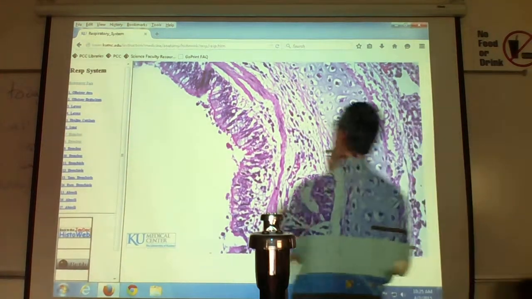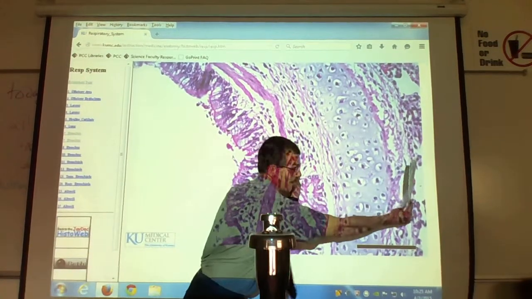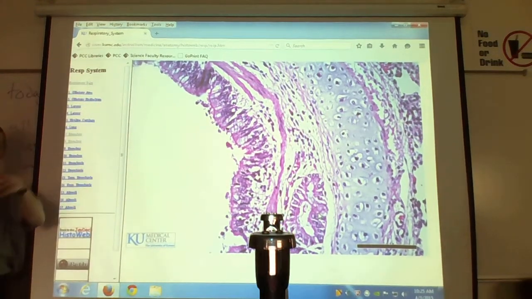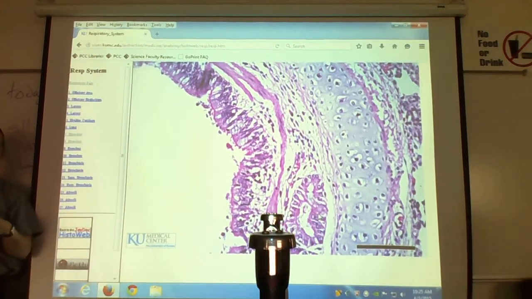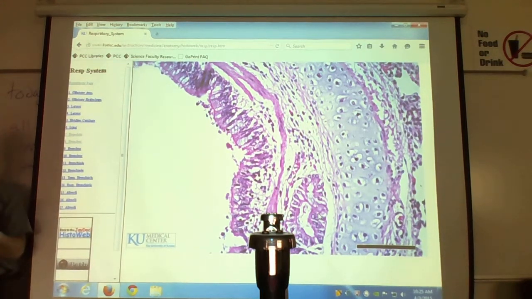Quiz question number 1. What layer is this? Mucosa. What layer is this? Very good. What layer is this? The adventitia, off screen. Can you see the C-shaped rings and the trachealis muscle and all that stuff? I will when I change my slide. I'm just doing those for now. So be okay on the basic layers, because it doesn't matter if it's a trachea, a bronchus, or anything else. They're all the same layers.